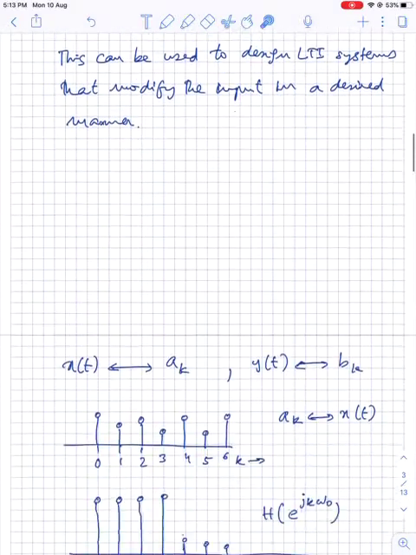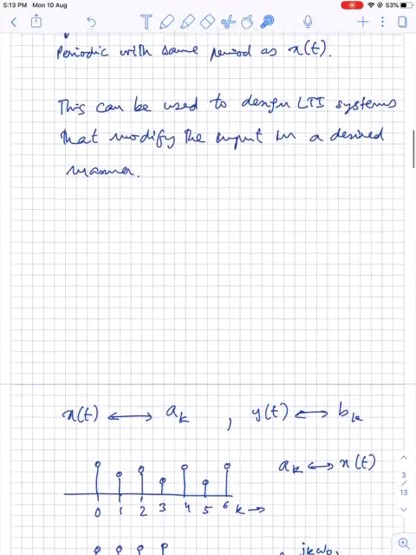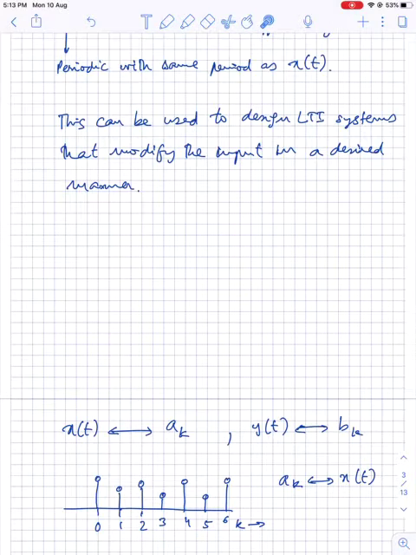We will see an example. Now suppose you are all aware of audio signals, right? In audio signals, when you listen to songs, there are multiple frequencies.